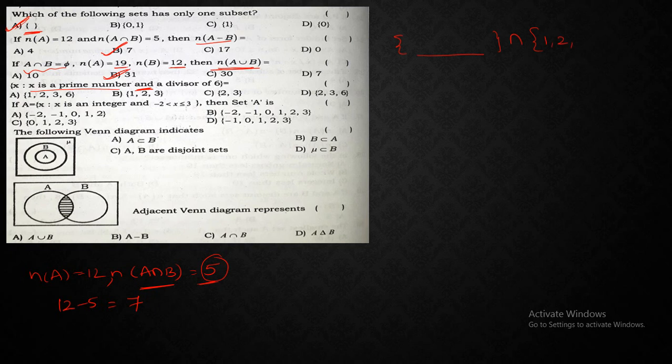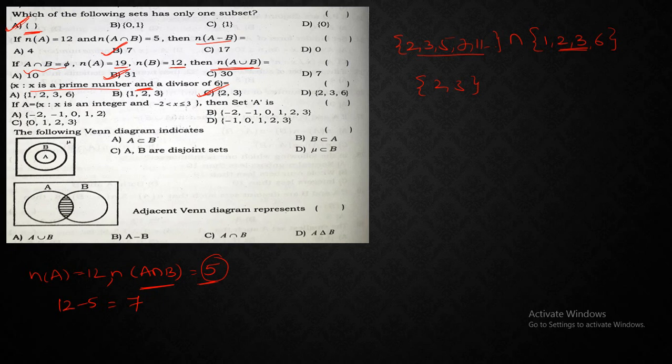So what are the divisors of 6? So 1, 2, 3, 6. Here what we have is 2, 3, 5, 7, 11 and so on. So what is the intersection part for this? So 2 and 3. So from this, what is the answer? 2, 3. So the answer is 2, 3.